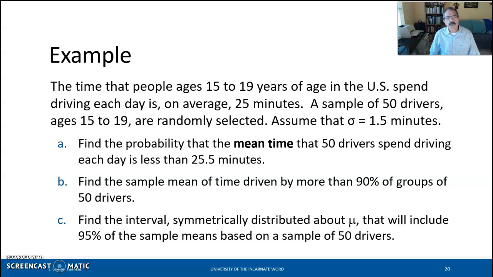They're asking us to first find the probability that the mean time the 50 drivers spend driving each day is less than 25.5 minutes. In part B, they ask us to find the sample mean of time driven by more than 90% of groups of 50 drivers. And in the last part, they ask us to find the interval symmetrically distributed about the population mean that will include 95% of the sample means based on samples of 50 drivers. All right, let's look at this problem.